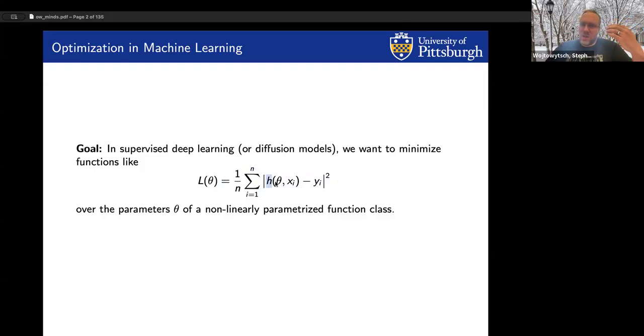And if h is something that depends on theta linearly, not necessarily on the data, but say polynomials which depend linearly on their coefficients, this is easy to solve directly. We have an explicit formula. But if this is anything that is parameterized in a nonlinear way, say deep neural networks, suddenly this is a much harder optimization problem. And this is the kind of problem that I want to think about for the remainder of this talk.